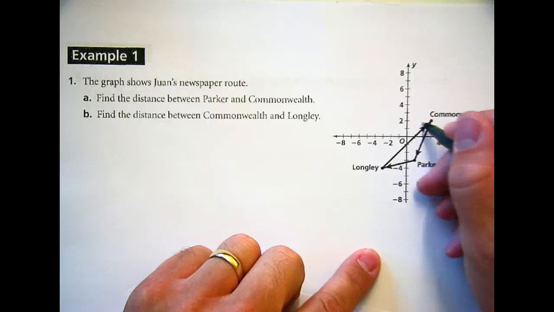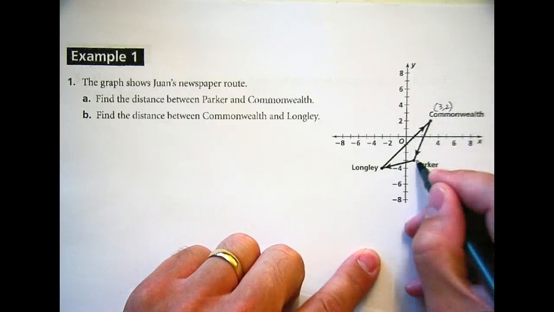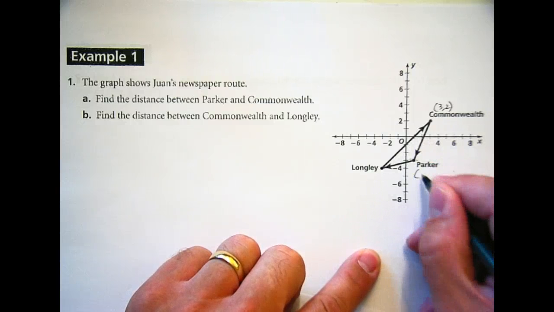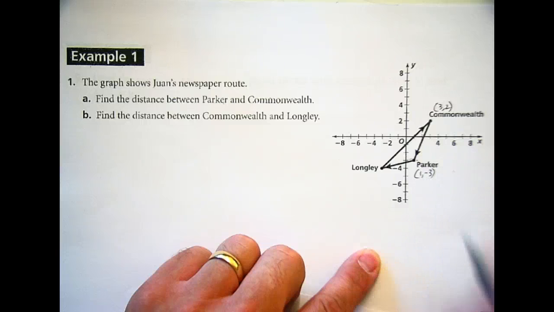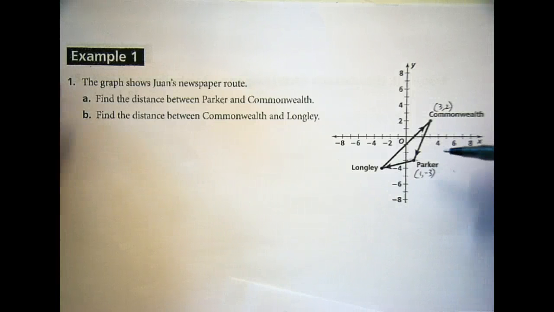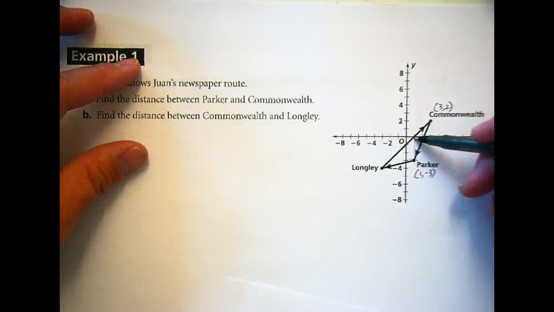So this is 3, 2. And Parker is what? 1, negative 3. Did I have those right? Okay. And then using your distance formula, that's one route. What's another route you could go? Is it 2? For Parker? I think it's 1.